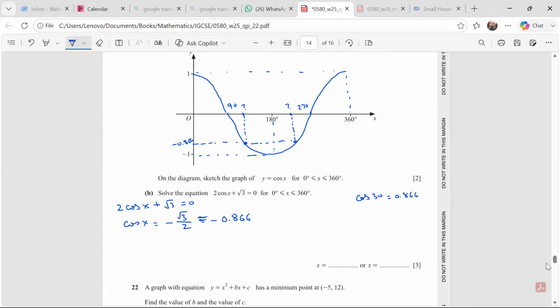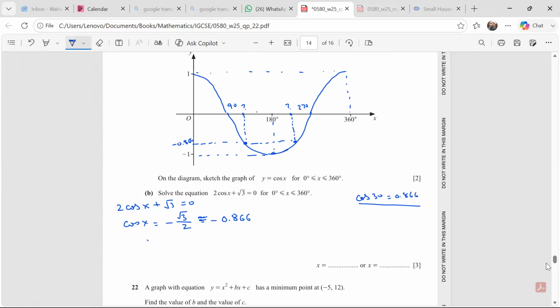Now, this is telling me that when I go 30 degrees, its value is 0.86. So from here you can see that if I go 30 degrees before 180, it will give you a value of negative 0.86. Does it make sense or no? Since at 180 we are at negative 1, if I go 30 degrees here, it will reach this point. Similarly, if I go 30 degrees above, I will reach this point.